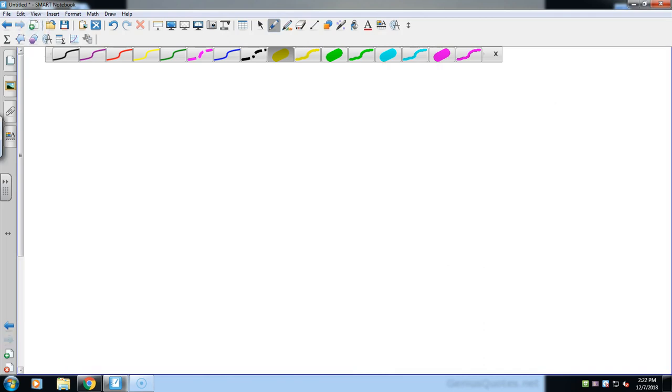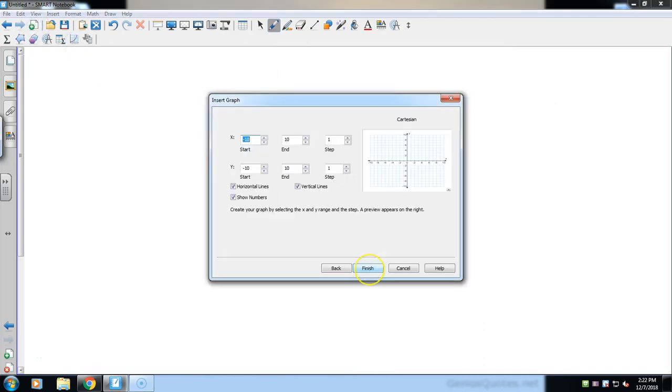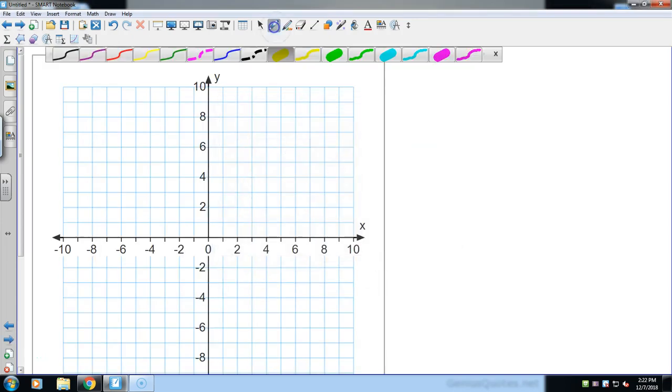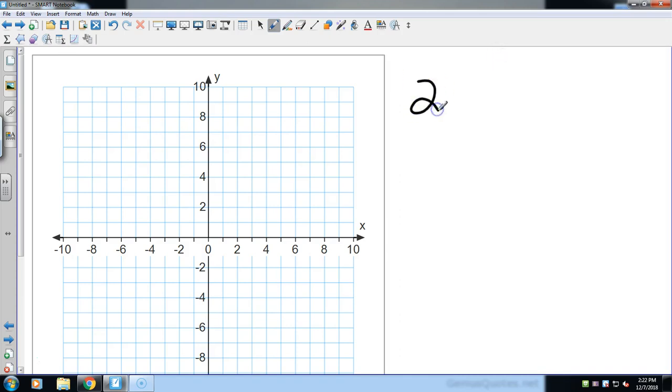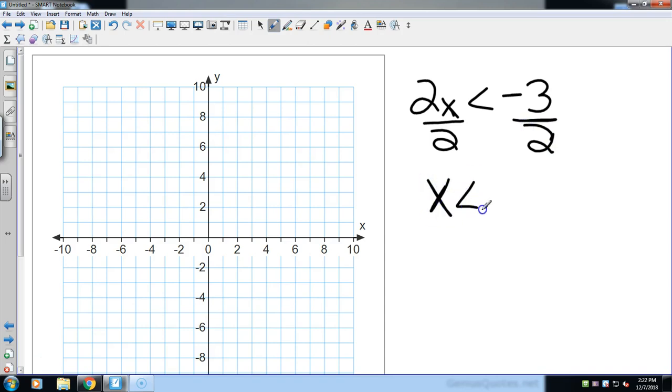So let's look at a vertical. A vertical is going to have an x only. So maybe it's 2x is less than negative 3. And so we're going to divide both sides by 2. I didn't really pick a great one, but that's okay. So x is going to be less than negative 3 over 2, which is negative 1 1/2.